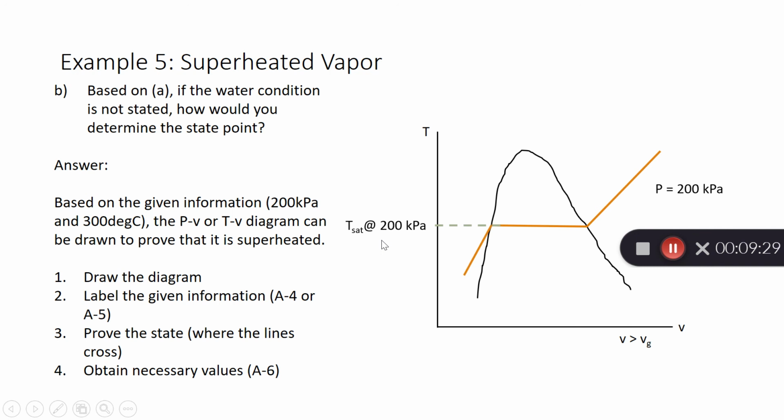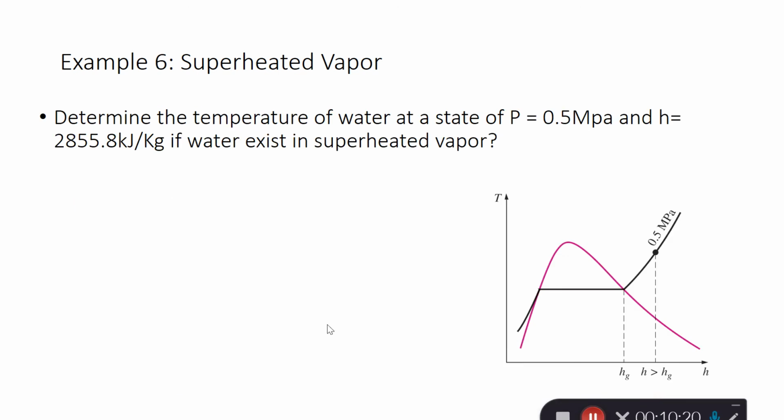Next, number 3, prove the state where the lines cross. We know this is not 300. 300 is all the way above, and it will cross this 200 kPa line in this region. And therefore, it's proven that this is a superheated vapor. And finally, number 4, you can obtain any necessary information once you have confirmed that it is superheated vapor.